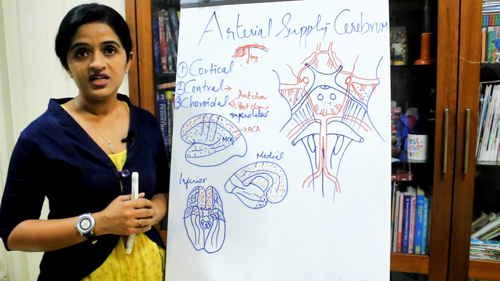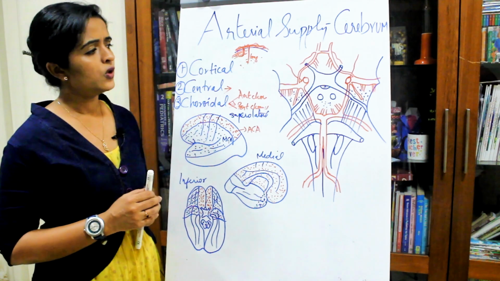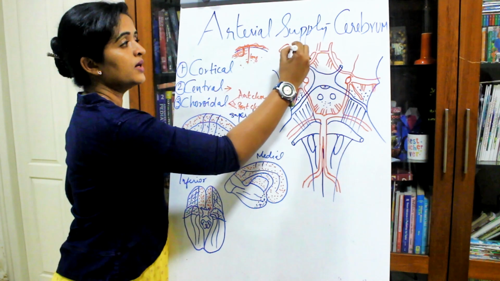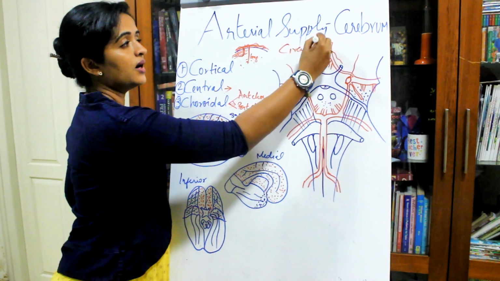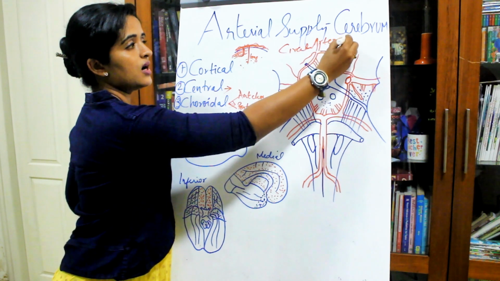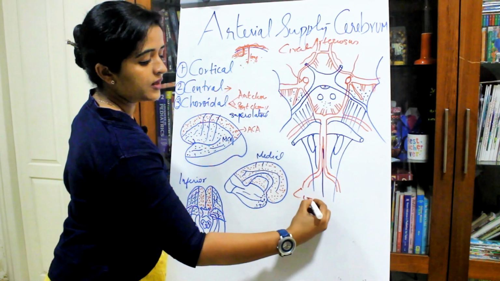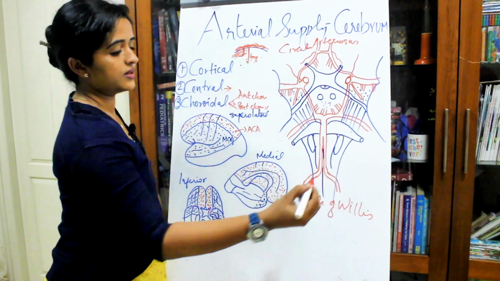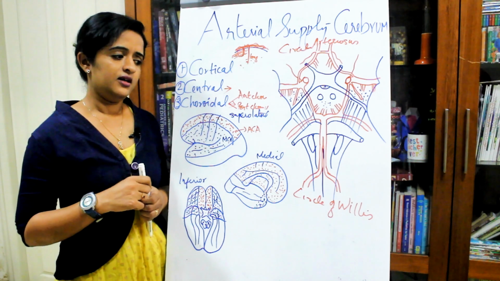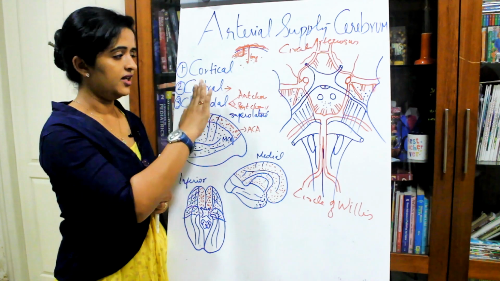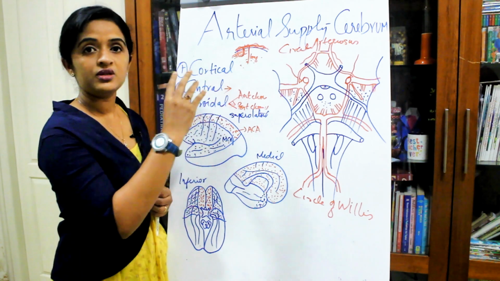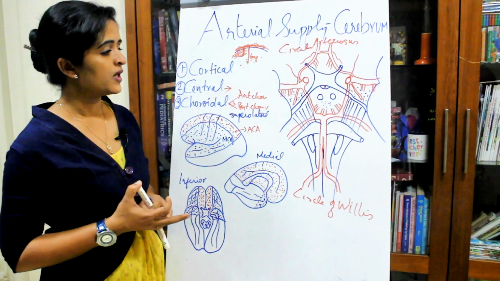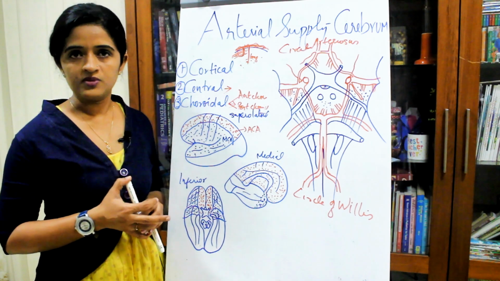Now we will come to the details of the circle of Willis. So what do you mean by the circle of Willis? The circle of Willis is otherwise known as circulus arteriosus. We mentioned that there are three types of branches, cortical, central and choroidal, out of which the central branches are arising from the circle of Willis. So let's see how the circle of Willis is formed.